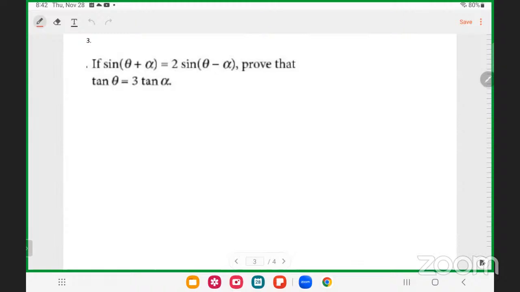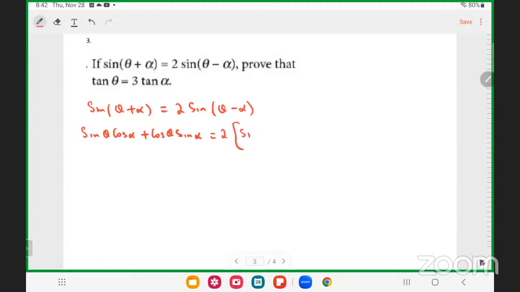The question says that if sine theta plus alpha is equals to 2 sine theta minus alpha, we need to prove this. So it's ideal that we should expand the compound angle identity. So this will become sine theta cos alpha plus cos theta sine alpha, which is equals to 2 times sine theta minus sine theta cos alpha minus cos theta sine alpha.